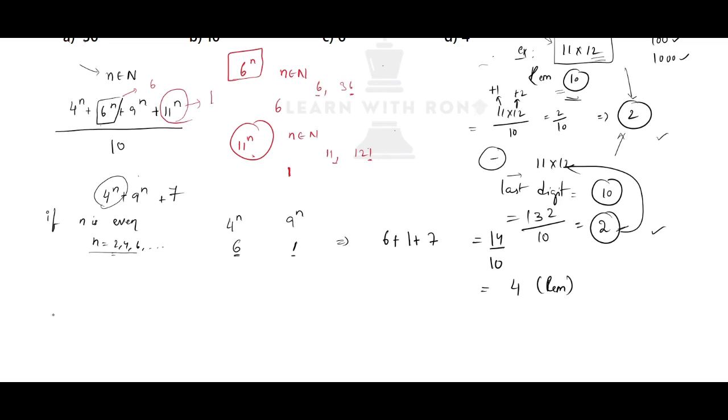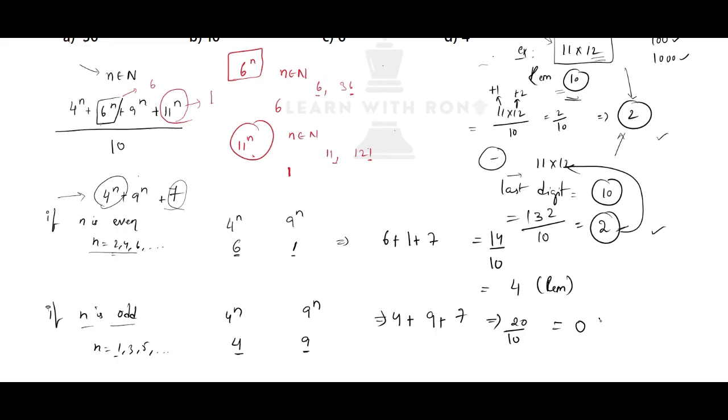6 plus 1 plus 7, that is 14. When 14 is divided by 10, we get remainder 4 when n is even. Now let us find if n is odd, means n is 1, 3, 5, 7, these values. How will this expression become? 4 power n, just substitute 1 here, 4 power 1 means 4. So you will get unit digit 4 for every odd n value. That's all. See 9 power n, simply 9. That's all. And you already have 7. So when n is odd, 4 power n has unit digit 4, 9 power n has 9, plus 7. So we got 4 plus 9, 13, plus 7, 20. 20 divided by 10 means we got remainder 0.